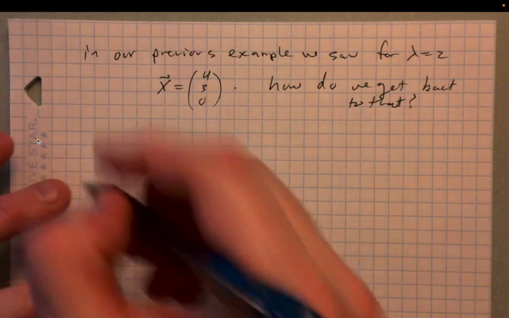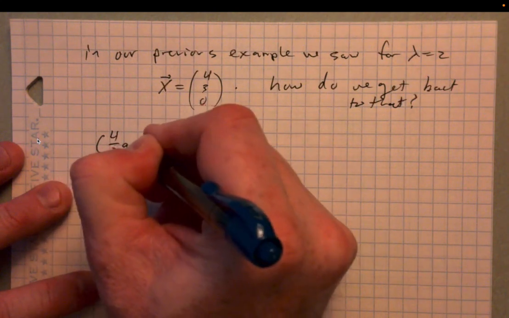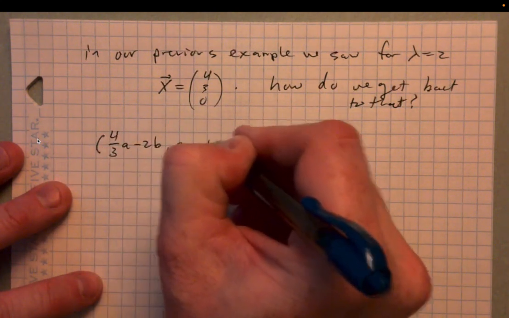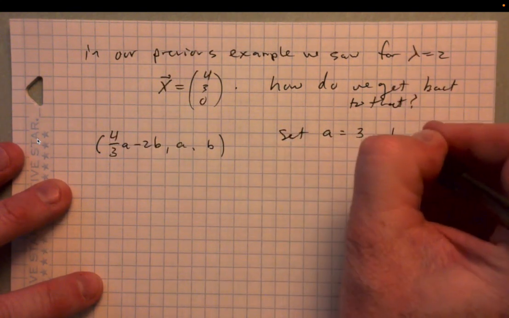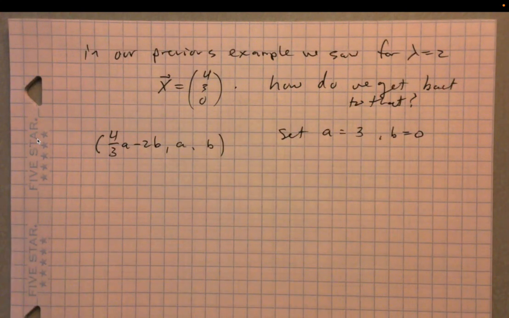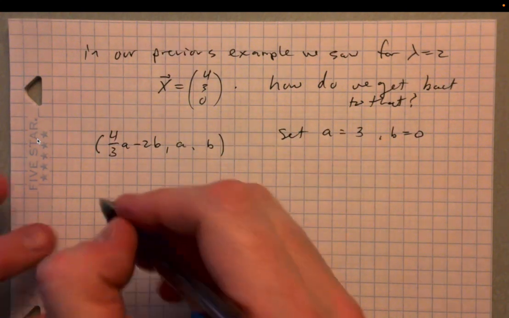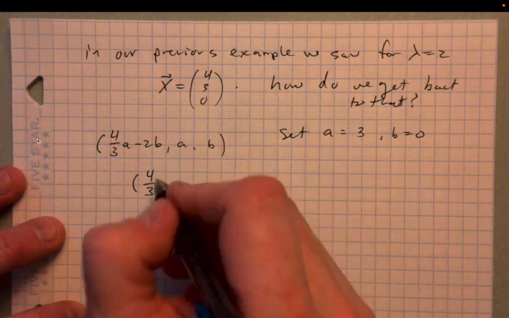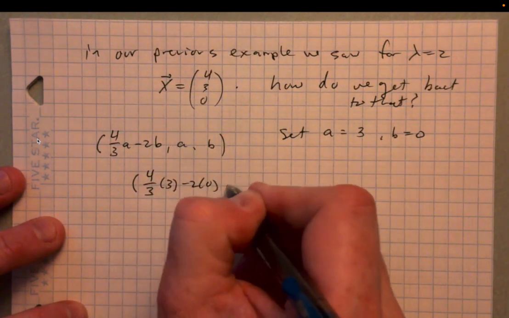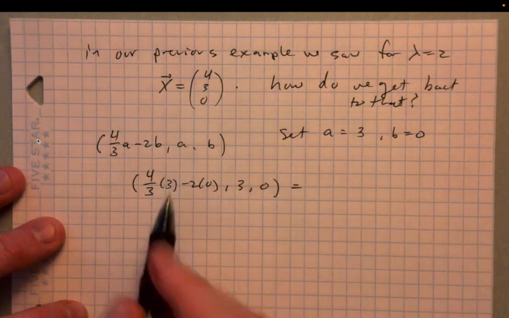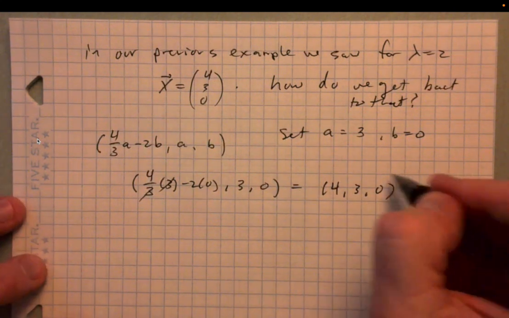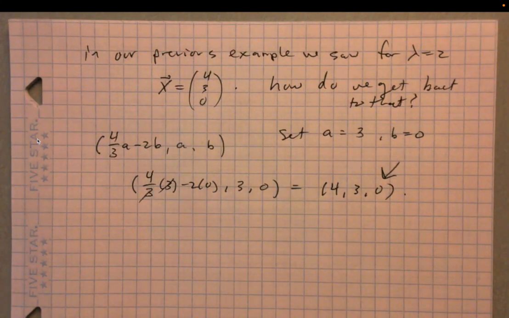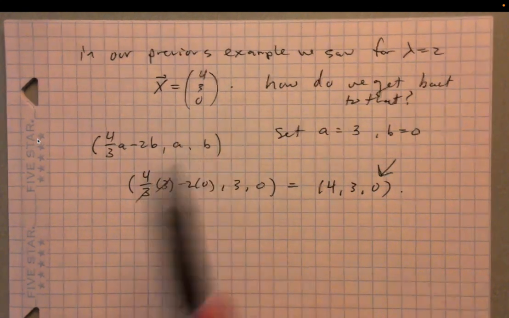Well, if our vectors have the form (4/3 A minus 2B, A, B), we can just set A equal to 3 and B equal to 0, right? And that should produce the vector that we're used to seeing. So you get 4/3 times 3 minus 2 times 0, comma 3, comma 0, which, you get the cancellation there, so you get your (4, 3, 0). So this is our eigenvector that we saw originally in our example. But we know that there are others, and here's how we can derive them.